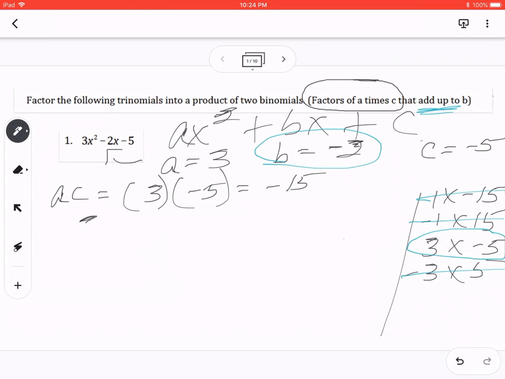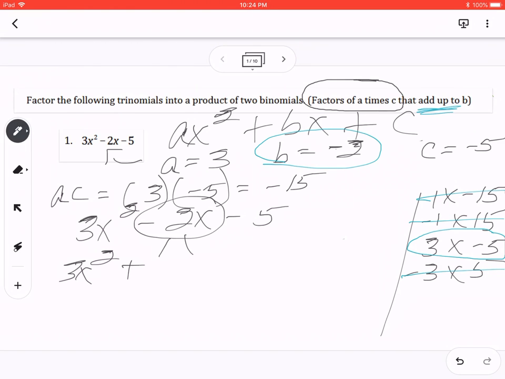3, your original trinomial. And what we're going to do is we're going to break apart our middle term. Our middle term is negative 2x. We're going to break this apart using the pair of numbers that we found. So the first term comes down as is. And then I'm going to put plus 3x minus 5x. And bring down the minus 5, the constant term.